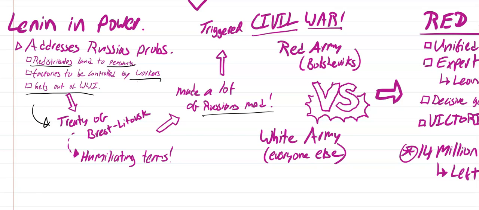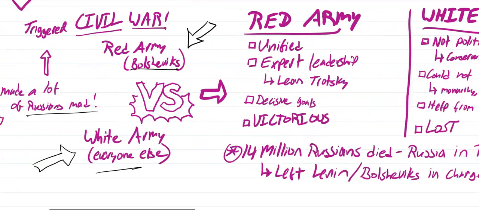And it triggered the Russian Civil War between the Russian Red Army, which were the Bolsheviks, and the White Army, which were basically everybody else. Now, when I say everybody else, I literally mean it. There were socialists that weren't quite far left Bolsheviks. There were people who wanted democracy. There were people who wanted authoritarian, absolute monarchy. There were people who wanted constitutional monarchy. Basically, everyone else, except for Bolsheviks, were lumped together in the White Army.